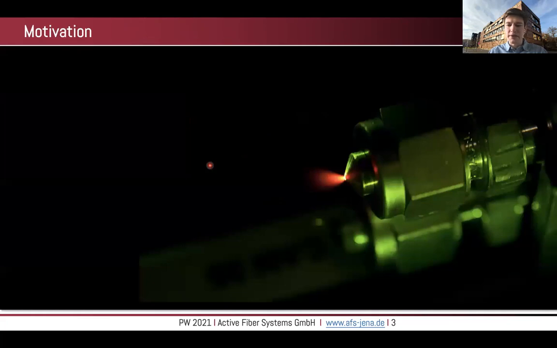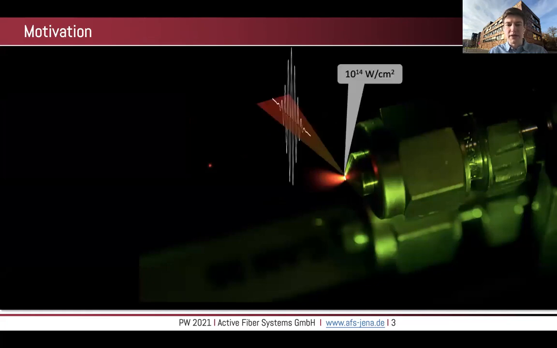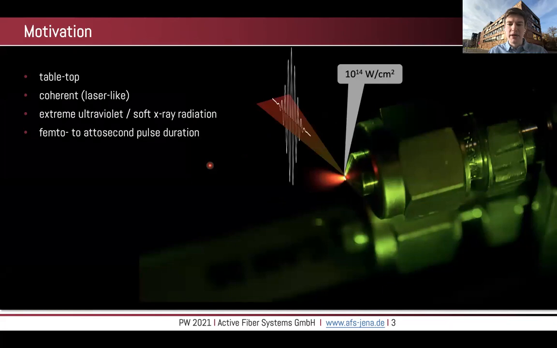As I said, in this talk I would like to focus on high harmonic generation, and let me briefly say a few words on this process. Here you focus an ultra-short laser pulse into a gas target to intensities typically on the order of 10 to the 14 watt per square centimeter. Then you generate secondary radiation via high harmonic generation, which exits the jet in the same way. The advantage of this process is that you have a tabletop setup to generate coherent, that is laser-like, radiation in the extreme ultraviolet or even soft X-ray region. And even more, they are important because they can generate femto to attosecond pulses with this process.